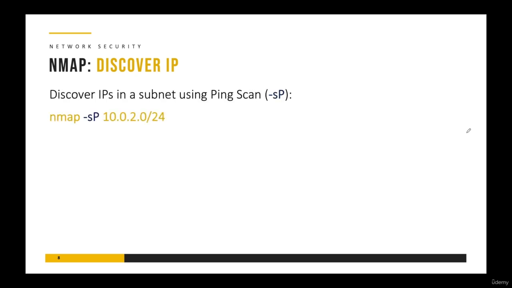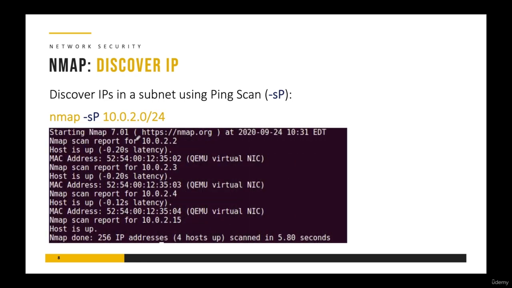So for this purpose, a ping scan or a ping sweep could be done. This is done by specifying the flag -sP, which tells nmap to launch a ping scan or a ping sweep for a range of IP addresses, which in this case is 10.0.2.0/24. As the results show, we are going to find out all of the IP addresses which are up. For example, we see that 10.0.2.2 is up, 10.0.2.3 is up, and so on. So this basically tells us all of the IP addresses which are available.